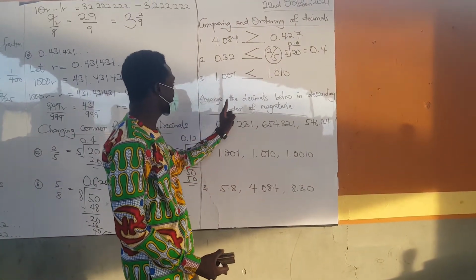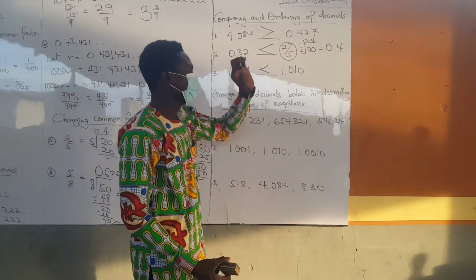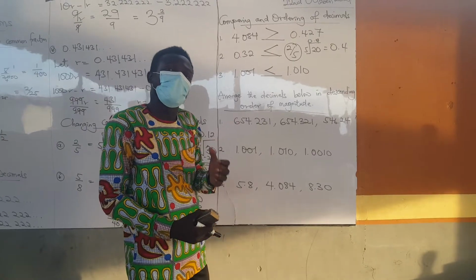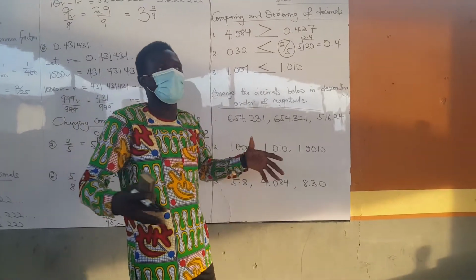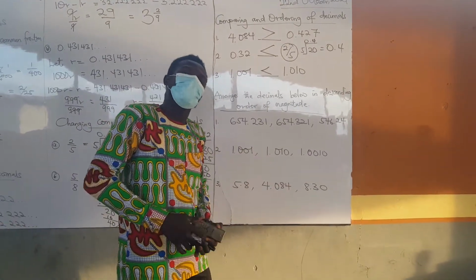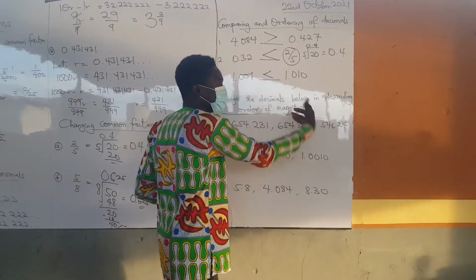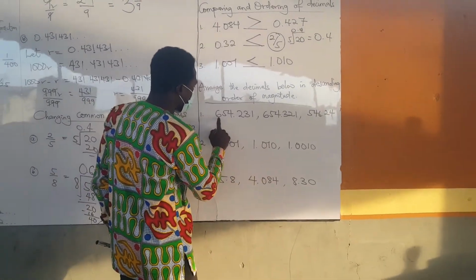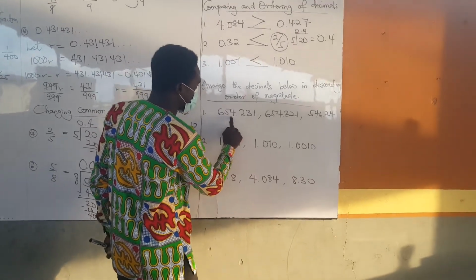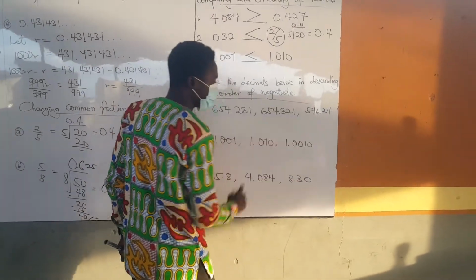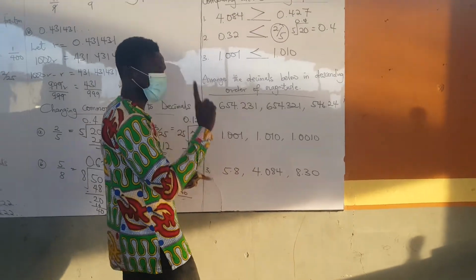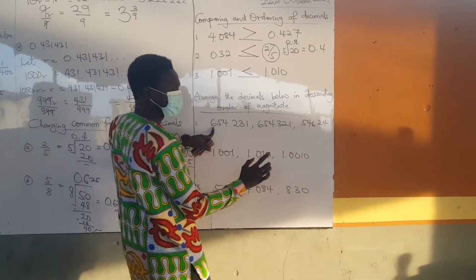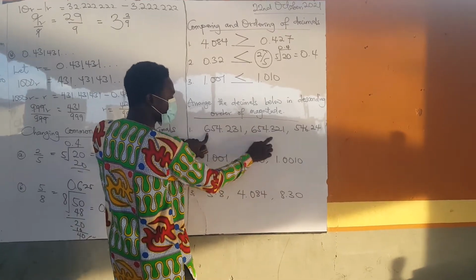So then arrange the decimals below in descending order of magnitude. The magnitude simply means length. So let the highest come first because it is descending. When you look at this, the whole number parts are all 3 digits. Okay, so I want the highest. 6, 6, 5. So this is the lowest among them. So I'm going to compare these two.